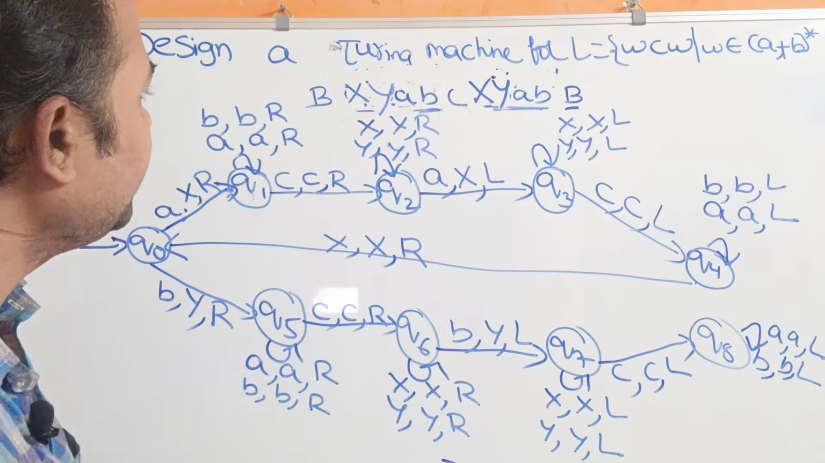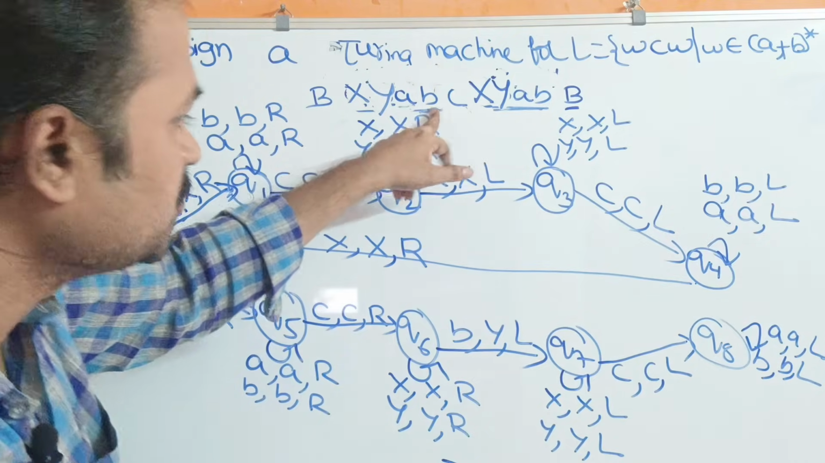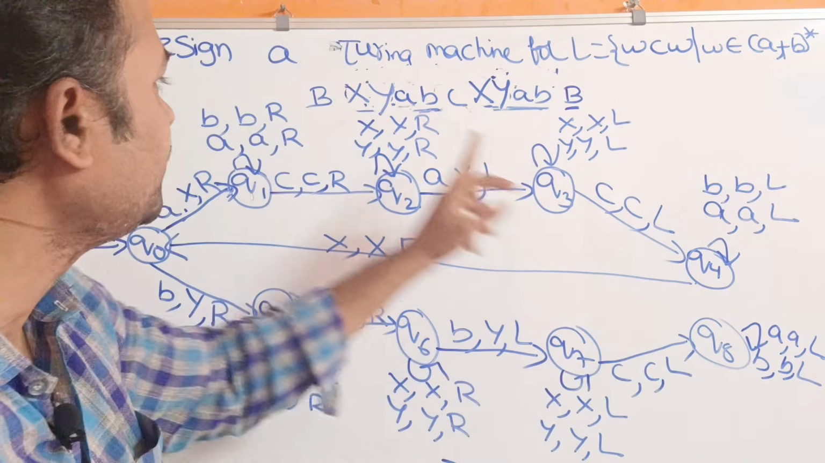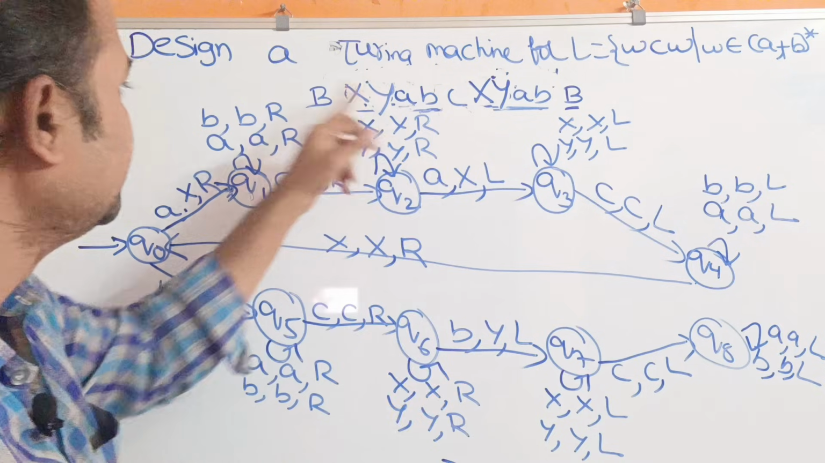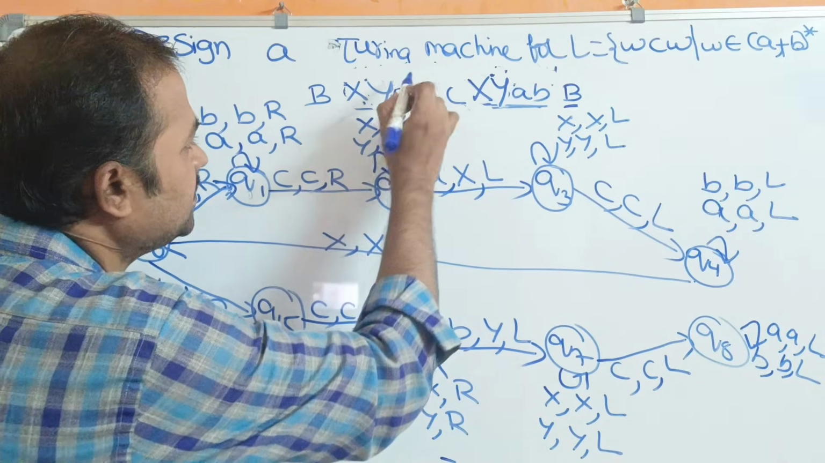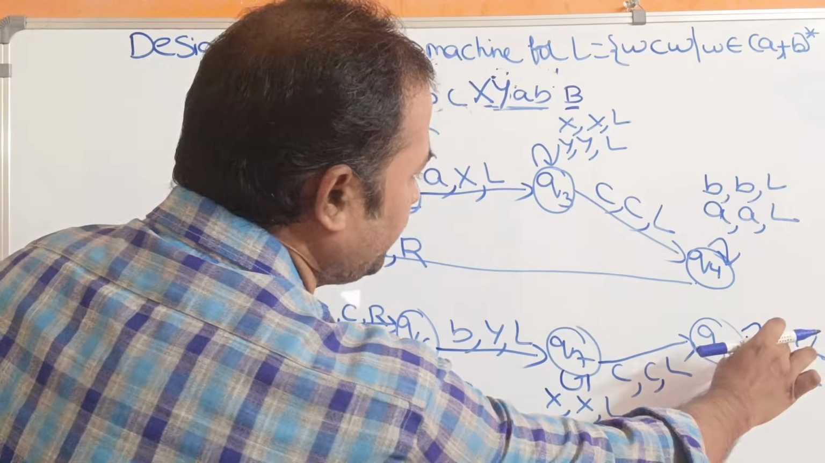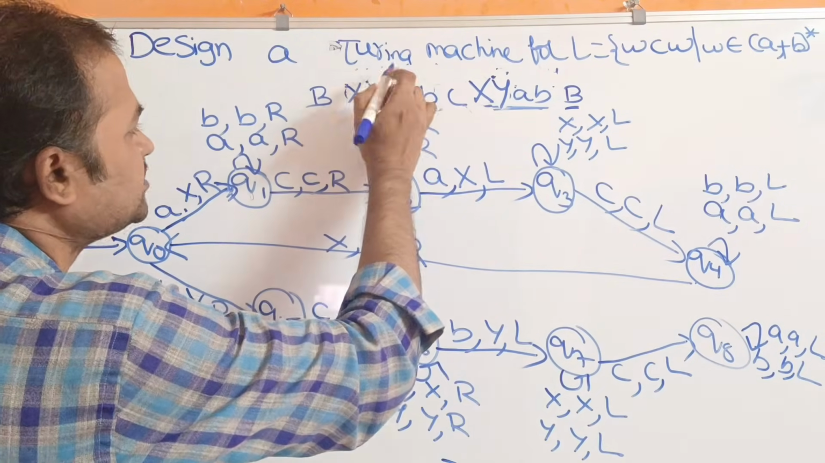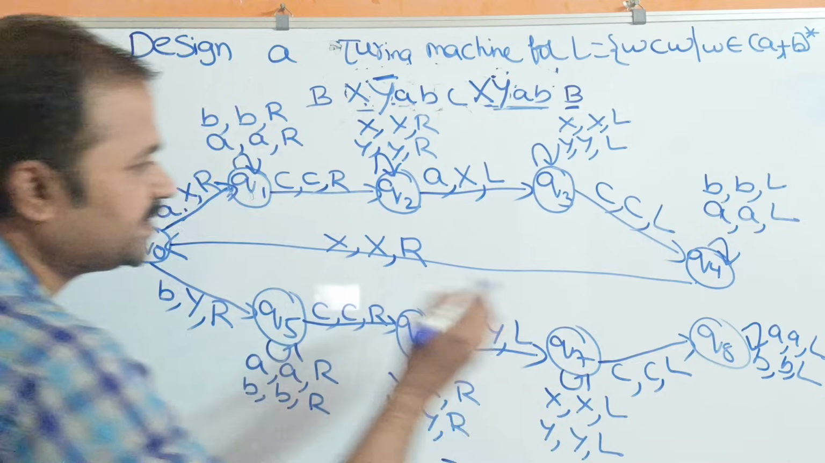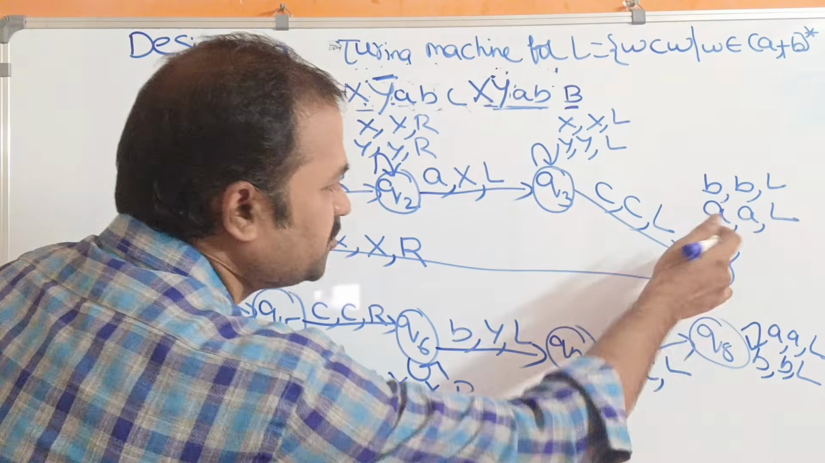So now we are at which state? B. So B on Q8 means Q8 only, move towards the left. Next we are at A. So A on Q8 means we will stay at Q8 only, but move the head towards the left. So now Y. It is similar to Q4.